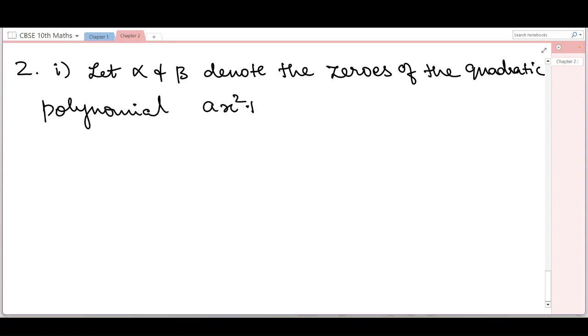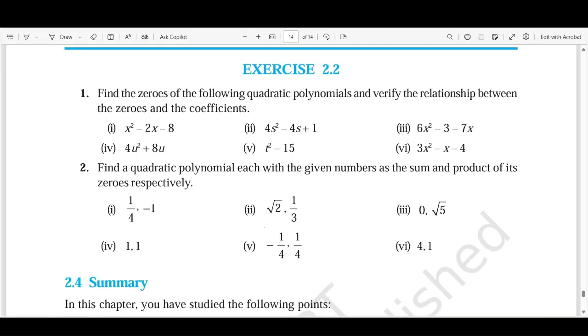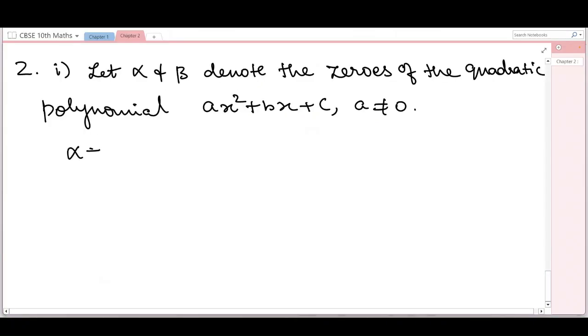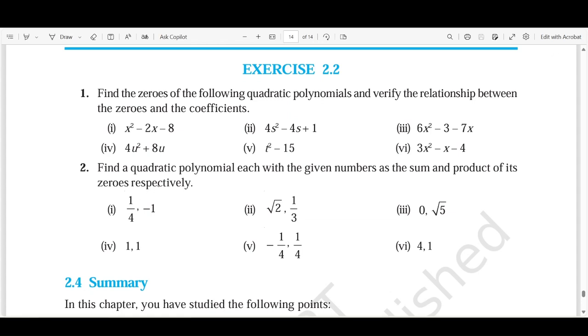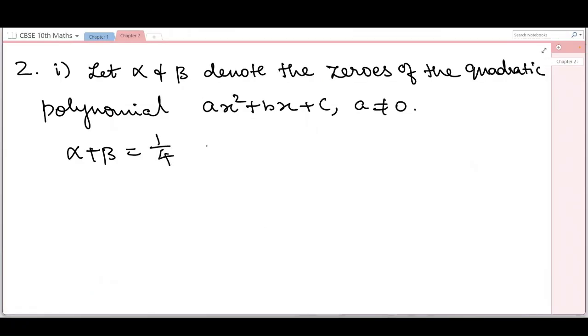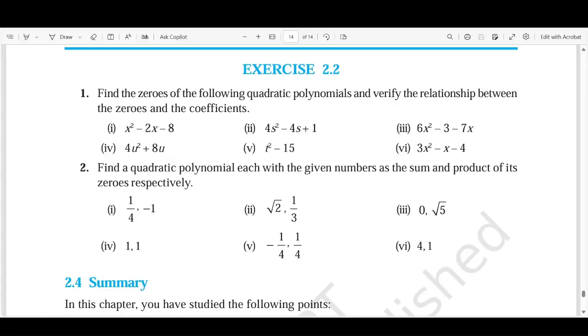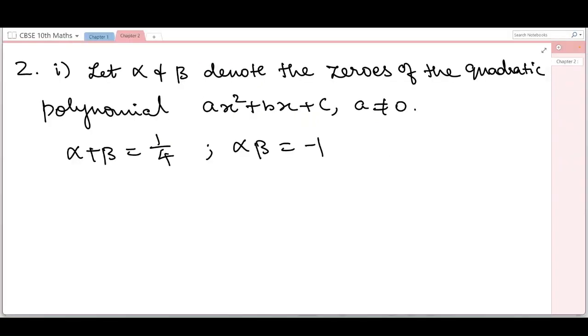Say ax square plus bx plus c with the condition a not equal to 0. And now they have given the sum and product. So alpha plus beta equal to 1 by 4 and alpha beta equal to minus 1. Fine. Now we have to simplify this and we have to determine the values.